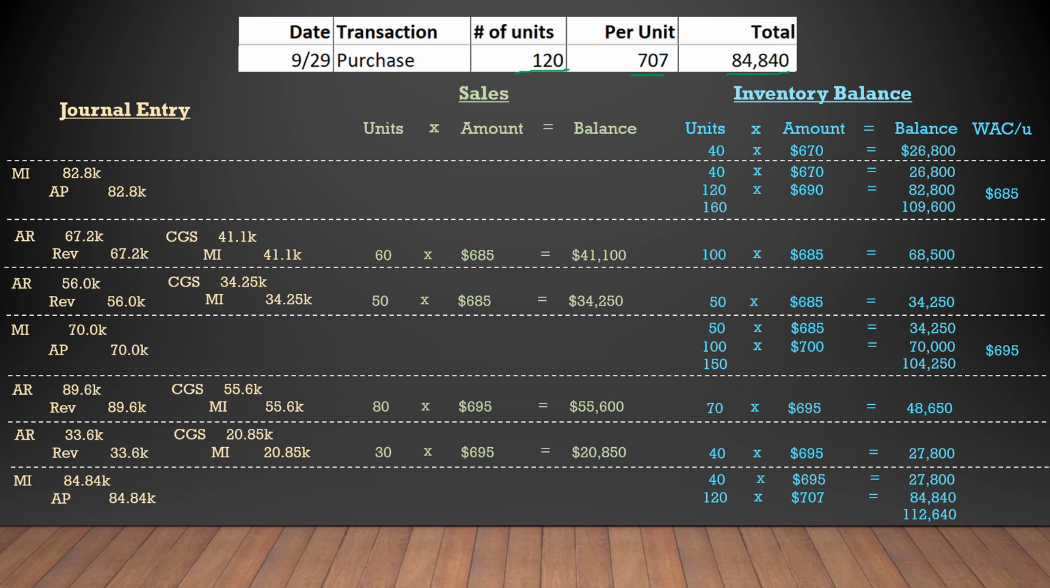Total units available is the 40 units plus the 120 units, or 160 units. Divide the $112,640 by 160 units, and we get a weighted average cost of $704 per unit.